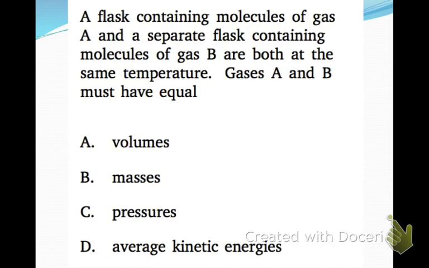And let's take a look at this question. A flask containing molecules of a gas, A, and a separate flask containing molecules of gas, B, are both at the same temperature. So temperature is there. Gases A and B must have equal. So you see temperature here. What should you automatically think? D, average kinetic energy.